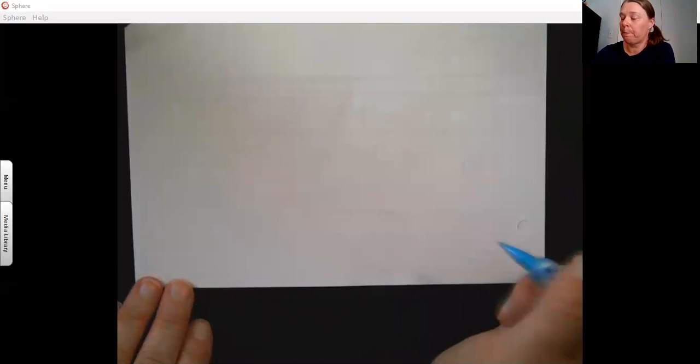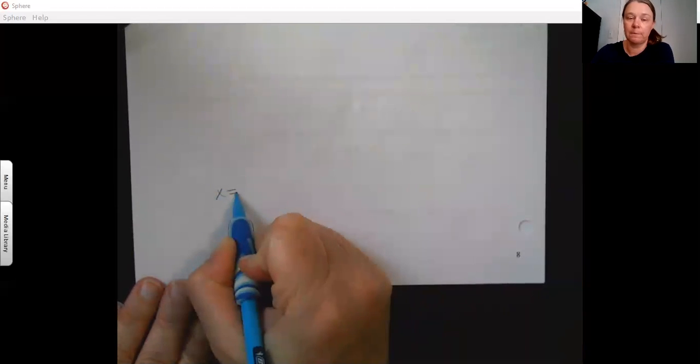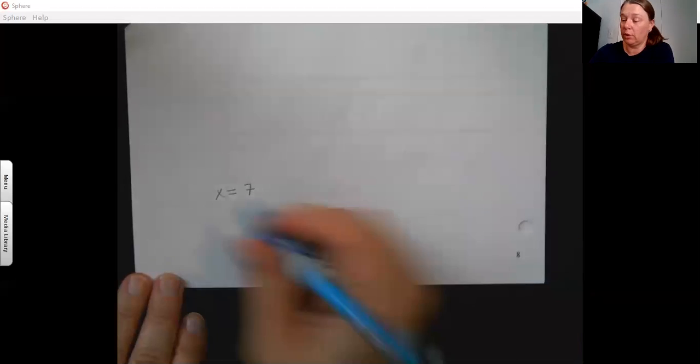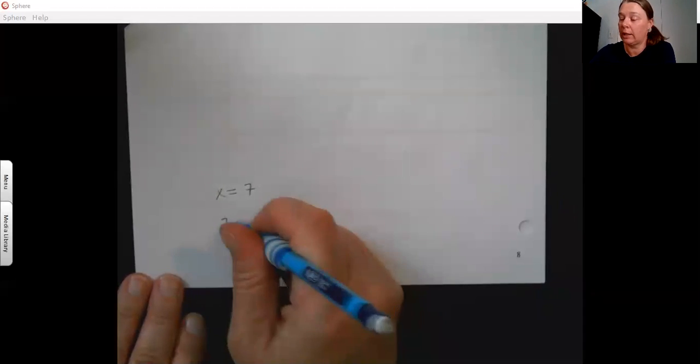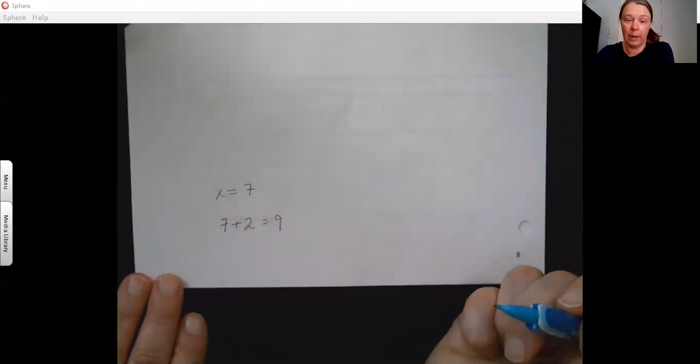All right, so why does that even work? So let's say I had some variable, some value. Let's say x equals, I don't know, 7. And I did something to 7. So I started with 7 and I performed an operation on 7. So let's say I added 2 and I got 9, right?